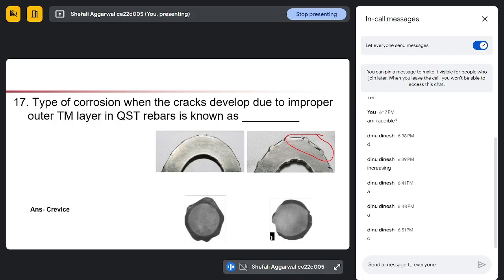Why is it crevice corrosion? If you see here, there is a formation of a crevice. Crevice means a type of gap. A gap is formed in between the rebars because of these cracks. A very small gap where oxygen can't reach, and then what will happen? There is a change in environment, and it will cause corrosion. That is a type of crevice corrosion.